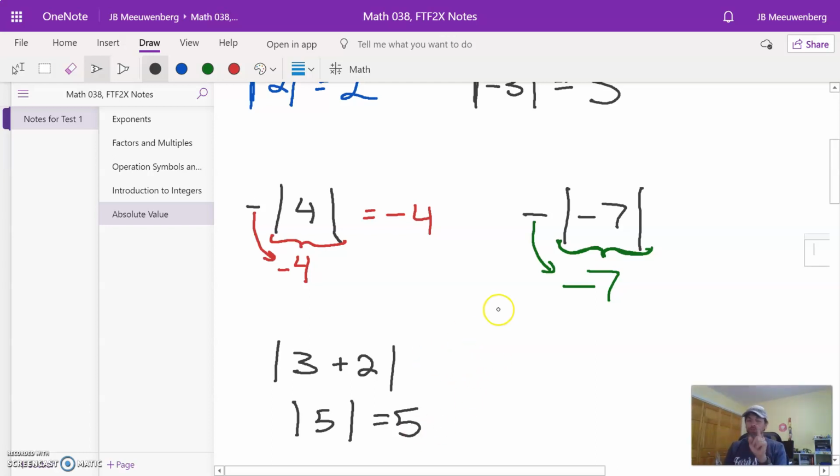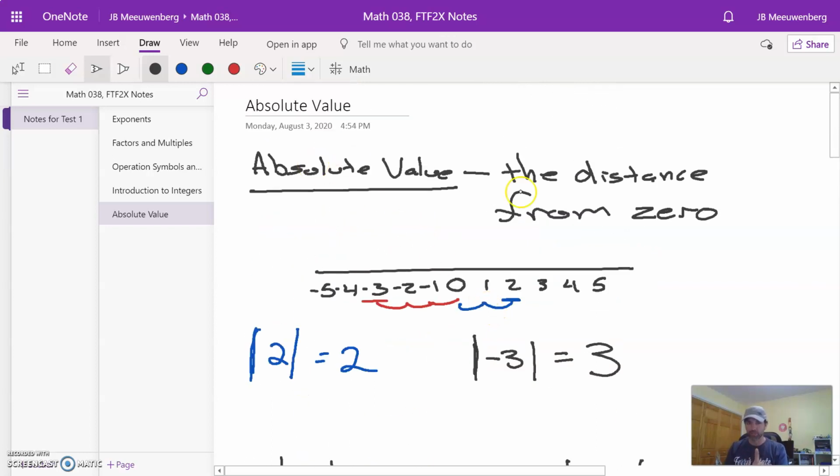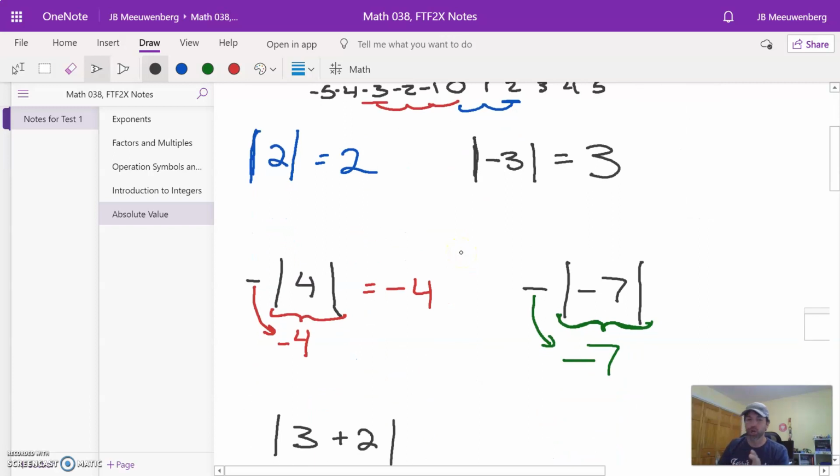But always go back to the definition. It's the distance from 0. And also keep in mind that it is a grouping symbol, right? It can also group parts of a problem together.